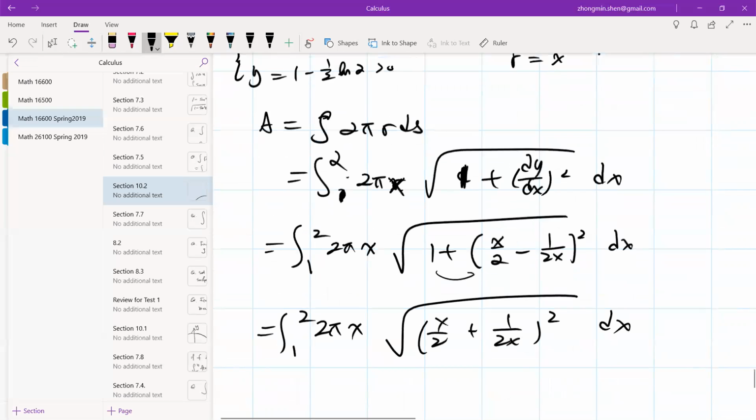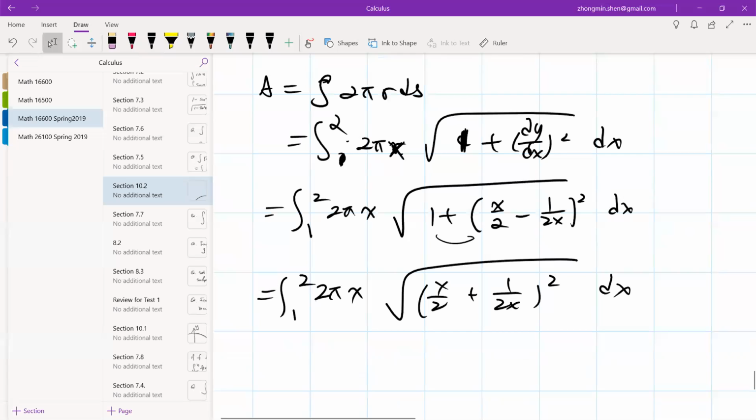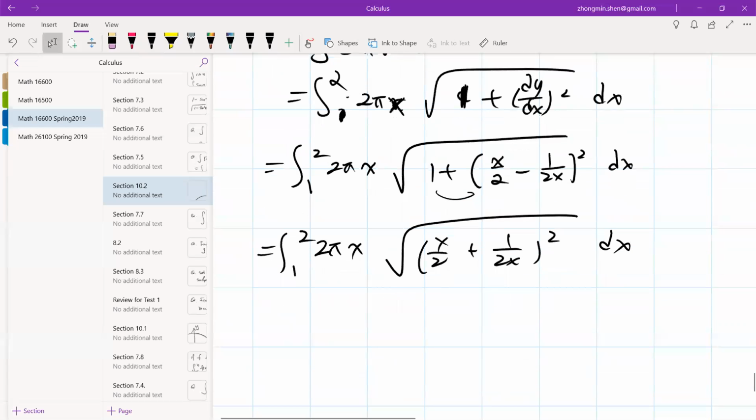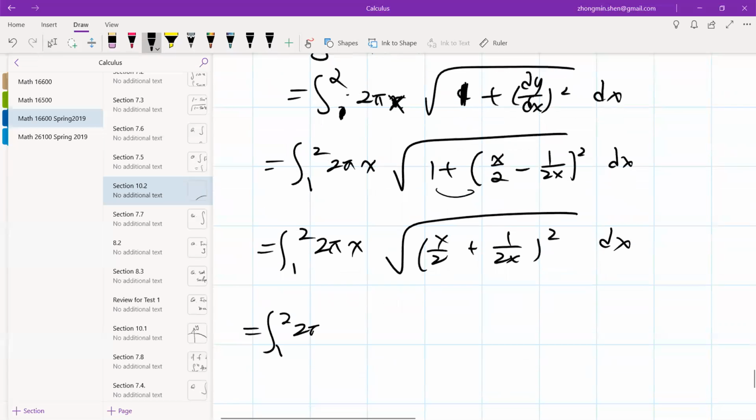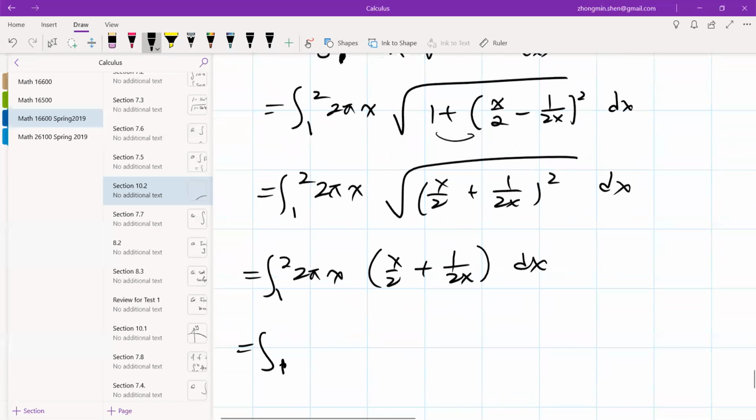If you did enough exercise, or look at my notes, many problems like that end up with a square after you combine with a 1. So then you get half of x plus that. Then you multiply this out, don't keep it. Half of x squared plus 1, right? The x cancels out.